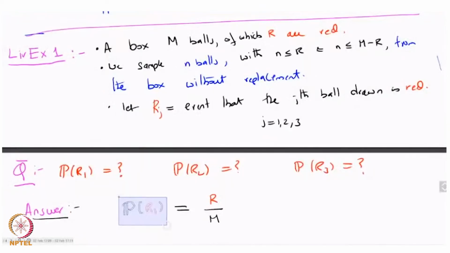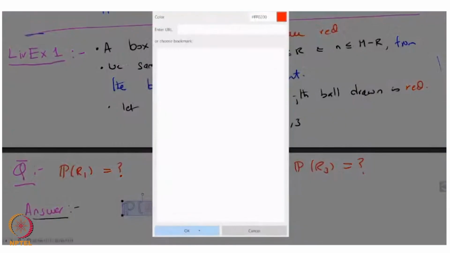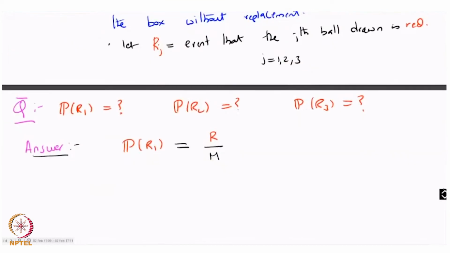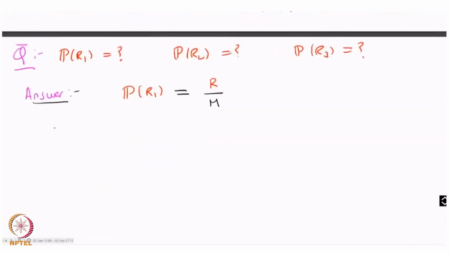Yes. So the probability of R1 is fairly clear. You have m balls in the bag. You're picking one ball out. You have R good possibilities. It's an equally likely experiment. Nice. Now, what is the probability of R2? R2 is a little tricky. So how do you do this now?